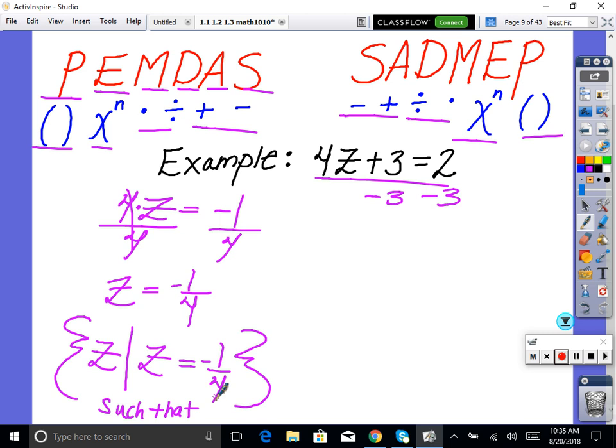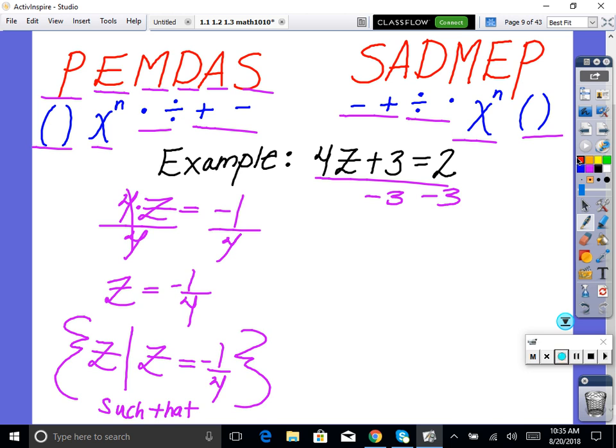So, once again, I'm going to read it again. This literally just says, we have a set, which means here's my answer set, for variable z, such that z equals -1/4. Now, what we should understand is that if we were to plug in -1/4 up here, it's going to make it a true statement. So yes, on our homework, there are answers available to you to check your work, but on a test you wouldn't have that.